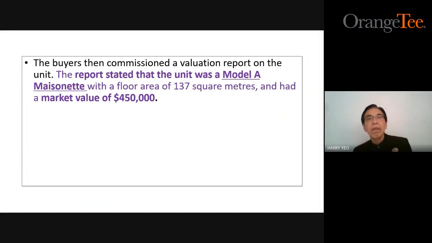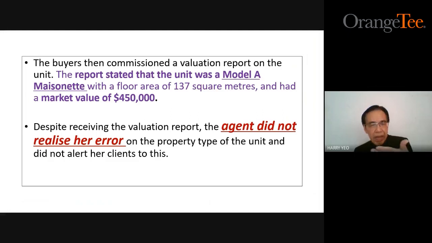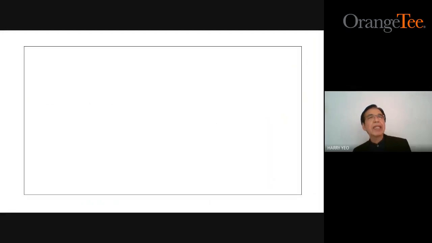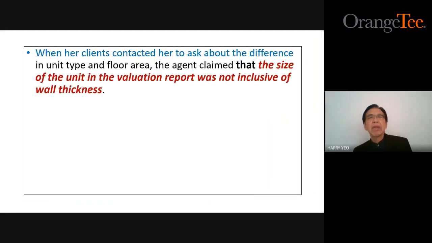Agent saw it. Model A mezzanette. Floor area 137 square meters. Market value 450. Despite receiving the valuation report, the agent did not realize the error. She didn't know that there are different types of mezzanette. When the clients contacted her to ask about the difference in size on the valuation report, she said the difference is because of 10 square meters, which is 100 square feet.